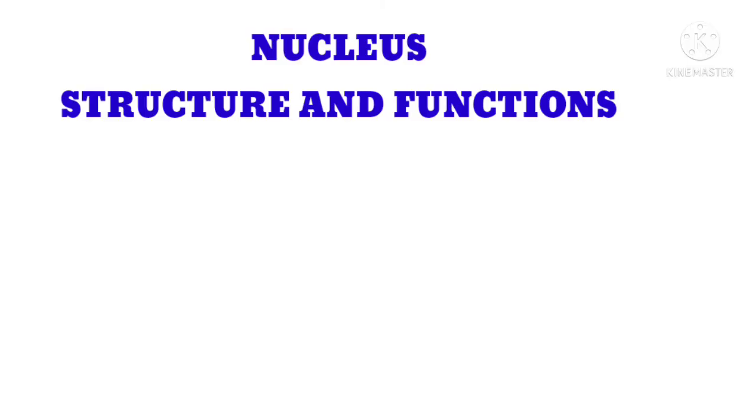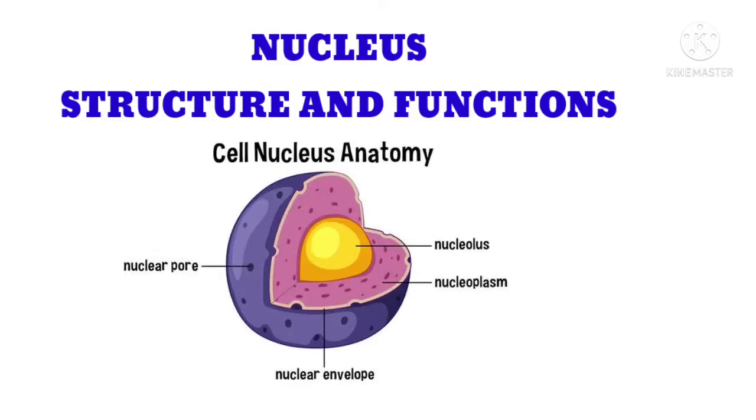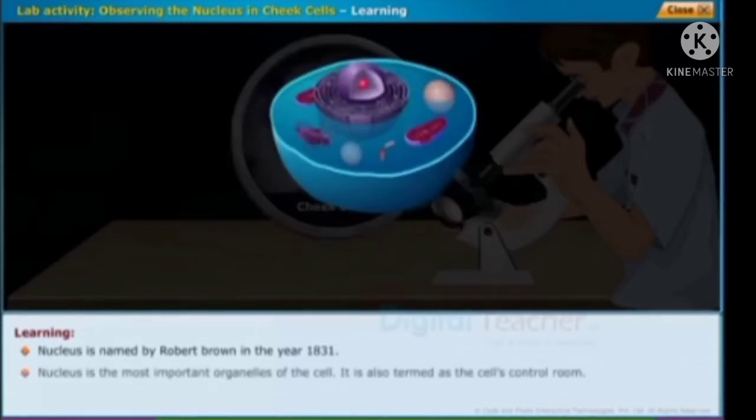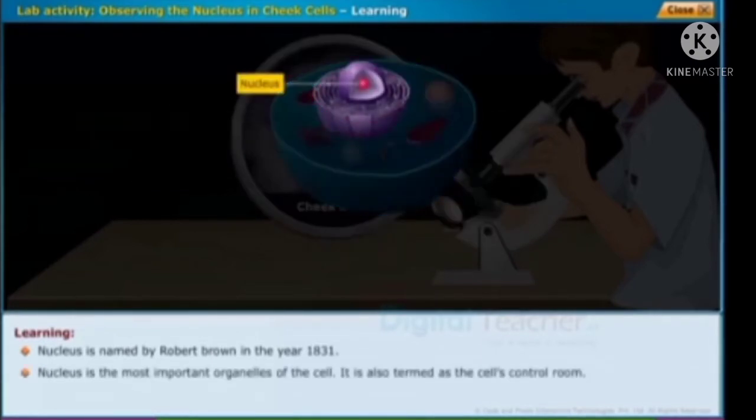So children, the coming video explains the nucleus and functions of the nucleus clearly. Just follow. The nucleus was named by Robert Brown in the year 1831. The nucleus is the most important organelle of the cell. It is also termed as the cell's control room.